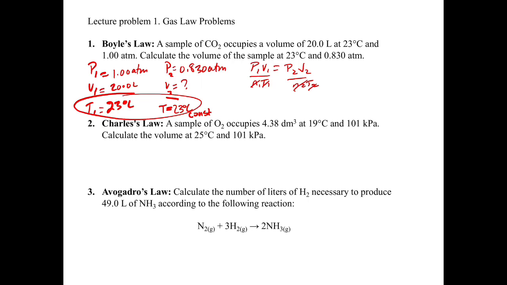So if we just write down P1 V1 is equal to P2 V2, we can start to plug in some of the things that we know. We have 1.00 atmospheres is where we started. We have 20.0 liters, and this is going to equal 0.830 atmospheres times volume 2, which we don't know. So if you solve for volume 2, you're going to get 24.1 liters.